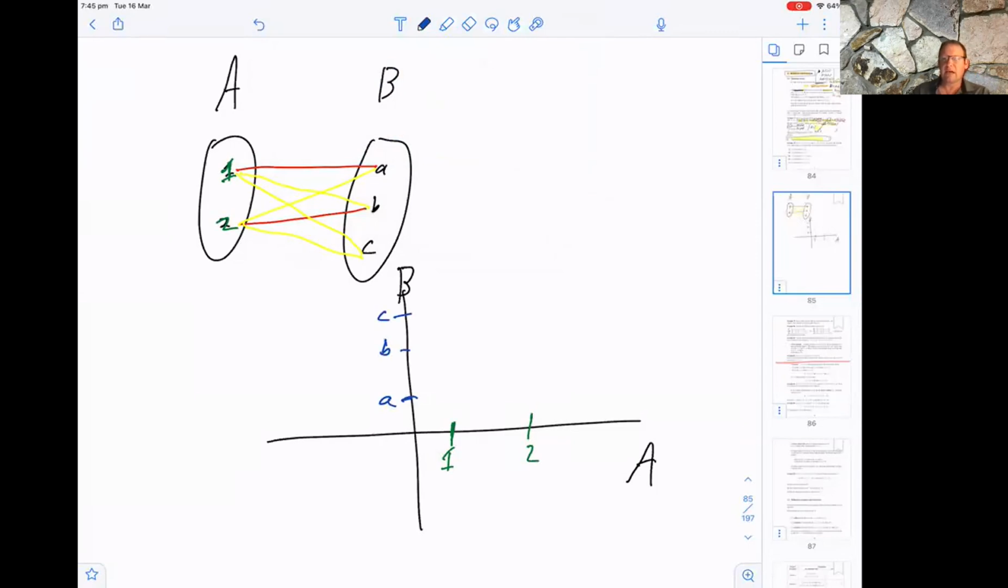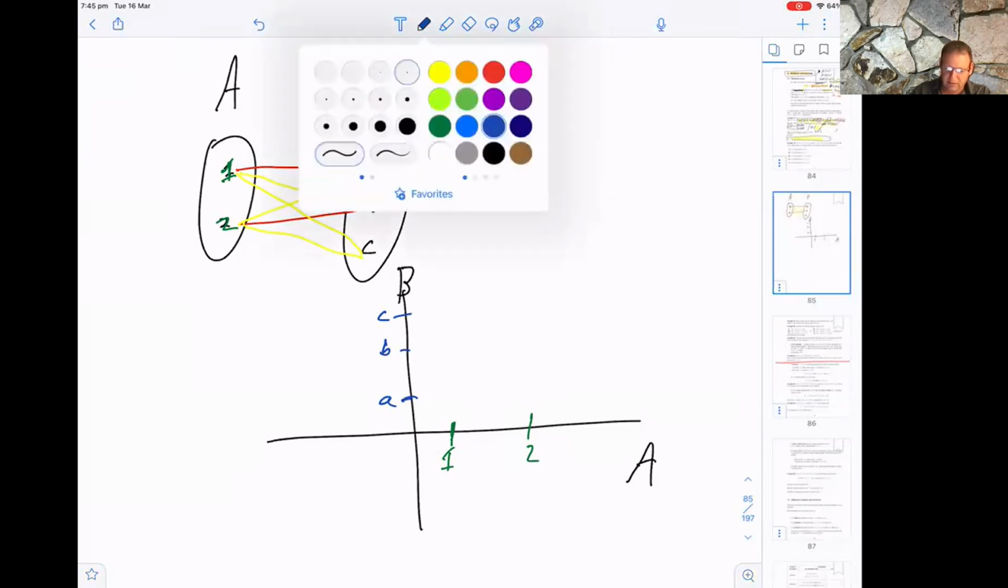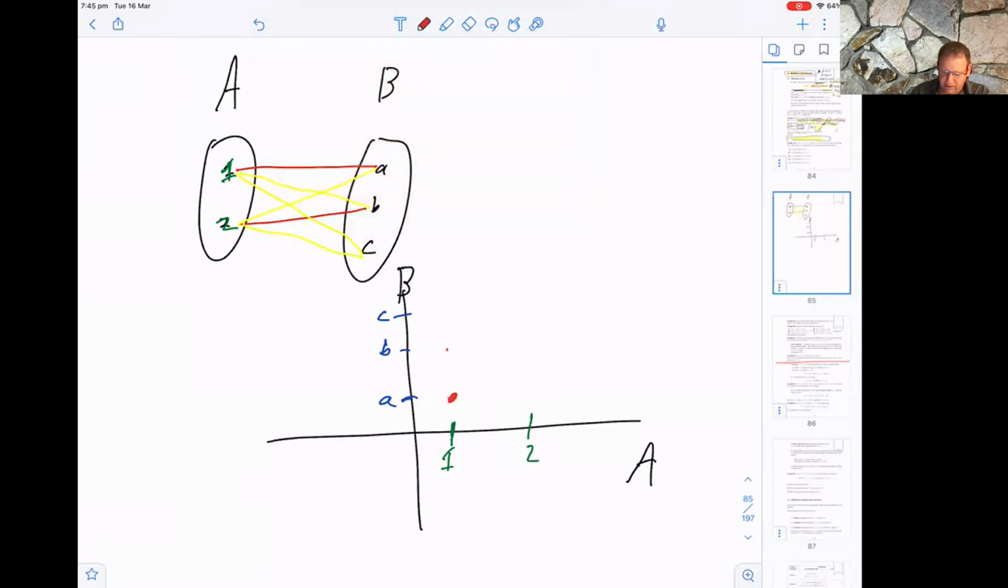The Cartesian product is all of these points: this and this and this and this and this and this. That is the Cartesian product, because each of these points, for example this point here, is c, 2. No, sorry, it is 2, c.